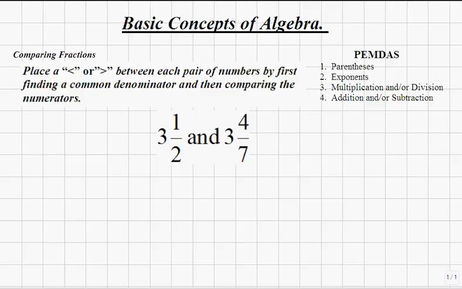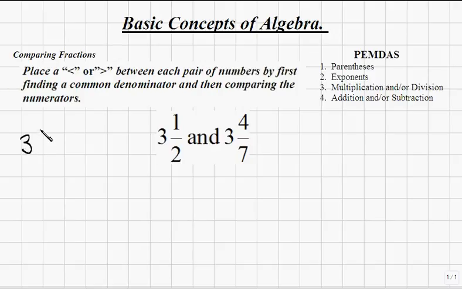Let's place a less than or greater than between each pair of numbers by first finding a common denominator and then comparing the numerators. We're given the fractions 3 1/2 and 3 4/7. Before we can compare and find which fraction is larger, let's first write both of these mixed numbers as improper fractions. We'll do that on the side.